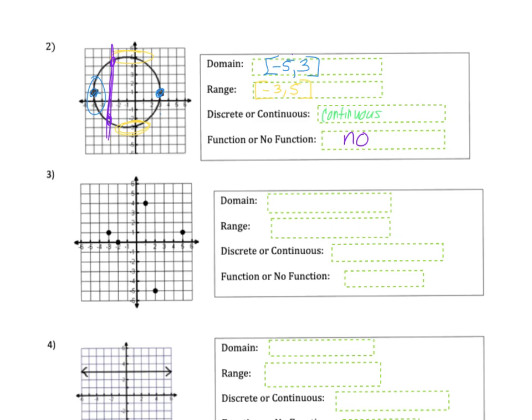First of all, this is not a continuous function anymore. This is going to be discrete. And it's going to be discrete because you can't possibly draw this correctly without picking up your pencil, right?